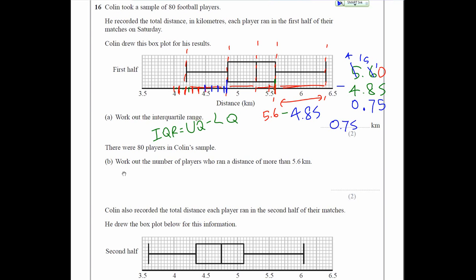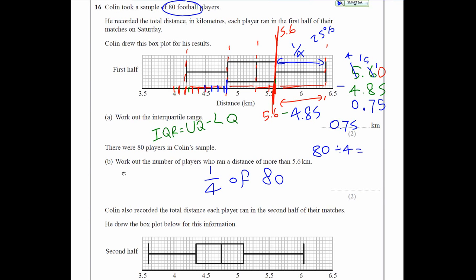There were 80 players in Colin's sample. Work out the number of players who ran a distance of more than 5.6. We've just said that this is 5.6. And I was explaining about splitting it into quarters. This is 1 quarter, aka 25%. There were 80 players in total, so you want 1 quarter of 80. So 80 divided by 4. Well, 8 divided by 4 is 2. So 80 divided by 4 is 20.